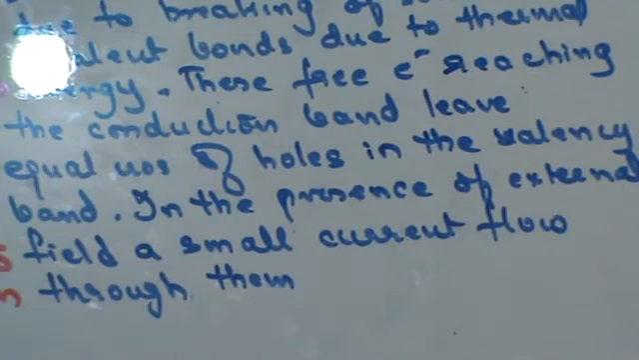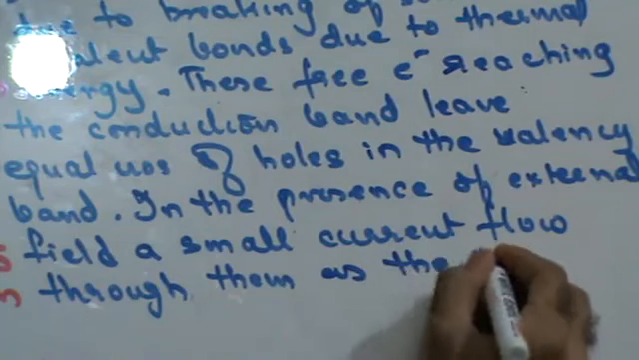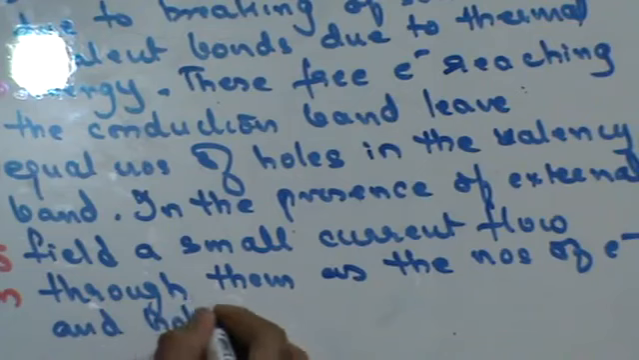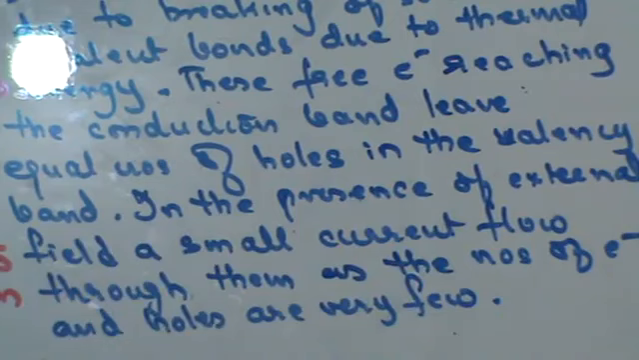Small current flows through them as the number of electrons and holes are very few. Right? Do we get this in clear? Hence, a pure intrinsic semiconductor acts as an insulator at room temperature, or at the best, it acts like a weak conductor at room temperature. Right? Do we get this in clear?